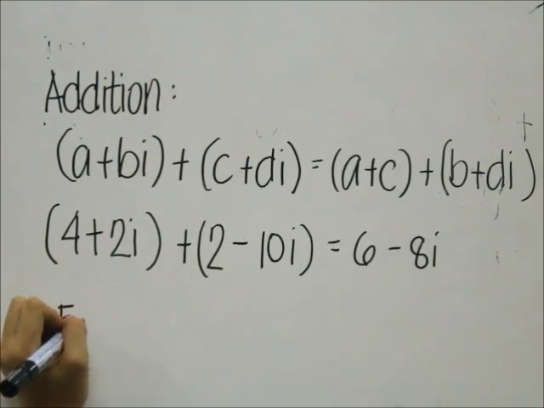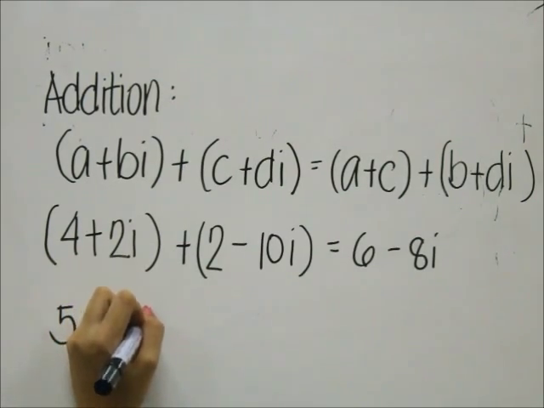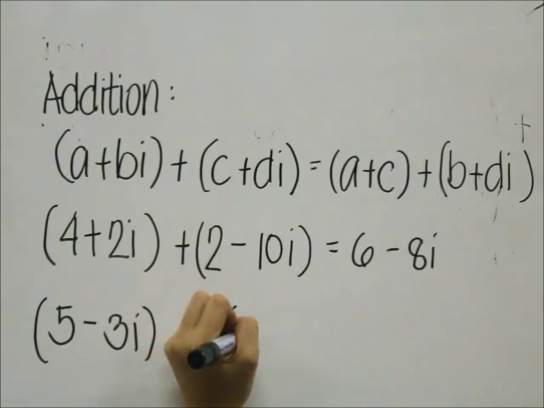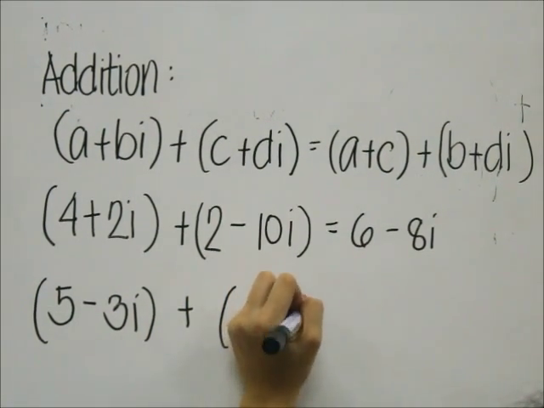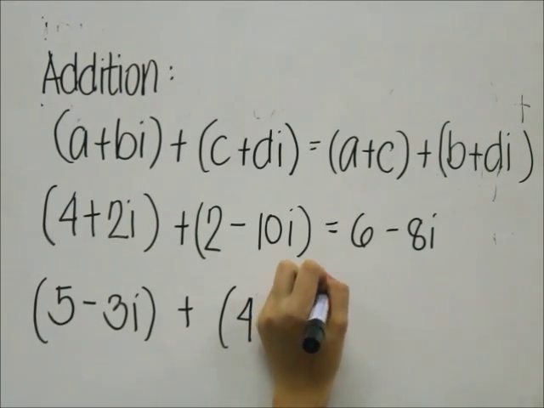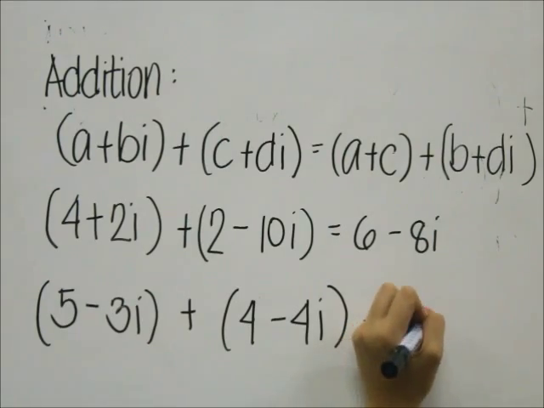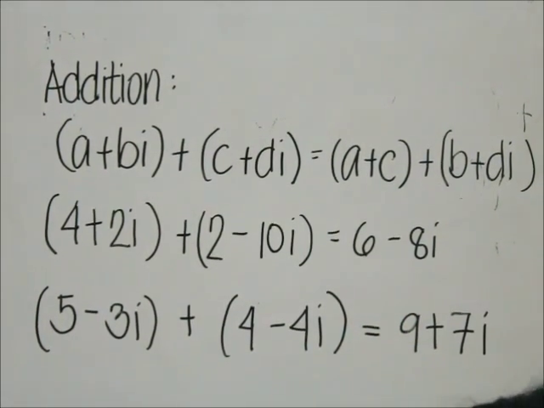Another example, (5 - 3i) + (4 - 4i) is equal to 5 plus 4, 9. Negative 3i plus negative 4i is negative 7i.